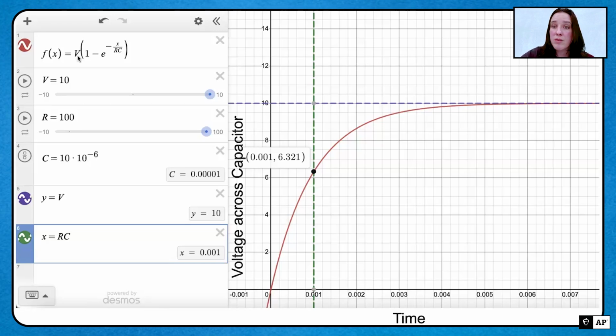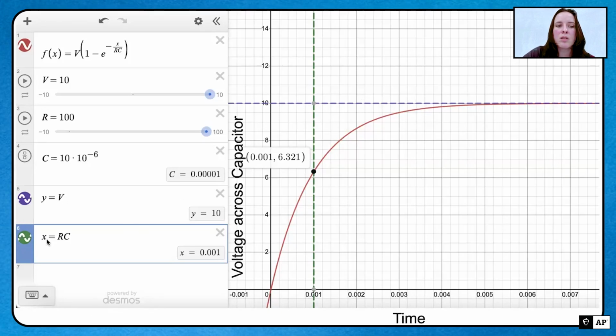So my voltage, if I'm charging, is approaching a maximum value because it's going to eventually have the voltage of the battery, right? So if I put my function here, because we're in Desmos, we have to be a little creative with our variables, but it's going to be my maximum voltage, 1 minus e to the negative t over RC. It's x here because it's the x-axis. All right. So I'm going to set my voltage to 10, my resistance to 100, and my capacitance to 10 microfarads. I'm going to make a nice little horizontal line at my maximum voltage V. That's my purple dotted line, that nice little asymptote right there.